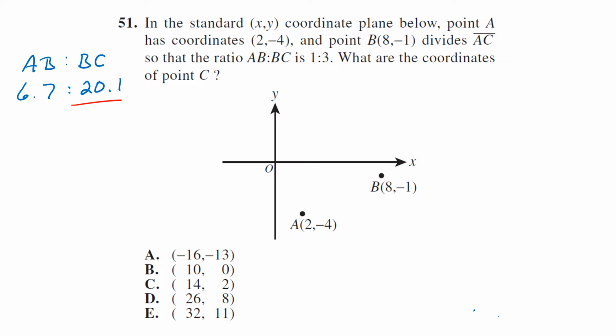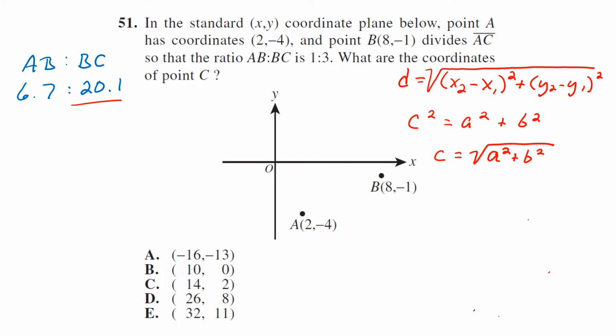So let's write that down. The distance formula is really just a manipulation of the Pythagorean theorem. c squared equals a squared plus b squared, so c equals the square root of a squared plus b squared, which is really all the distance formula is. So now you can plug these coordinates into the answers to see which one gives you the 3-to-1 ratio, or the 1-to-3 ratio, or 20.1.